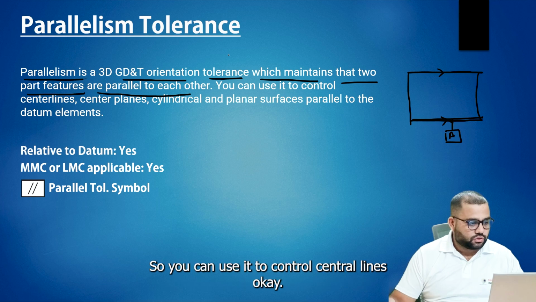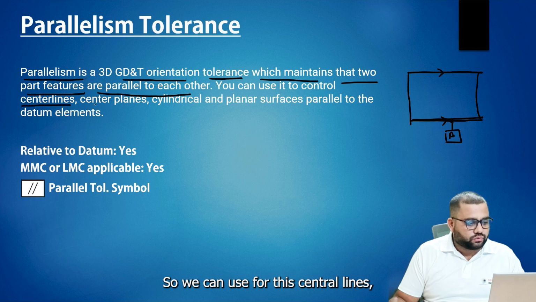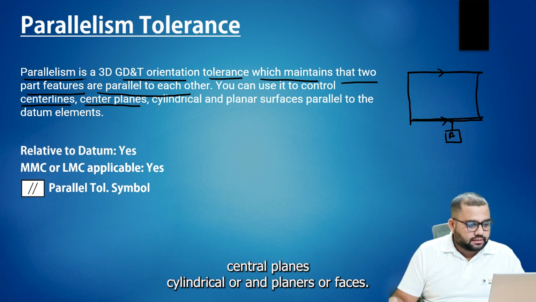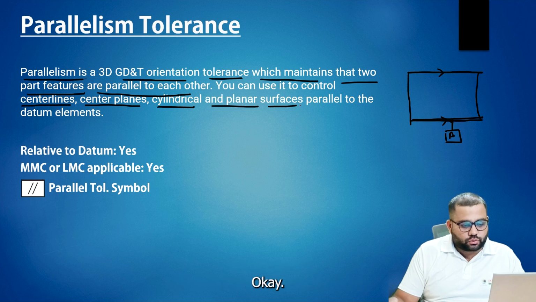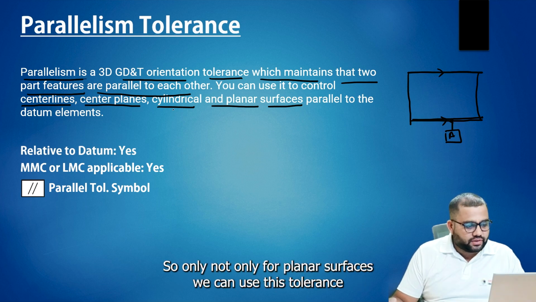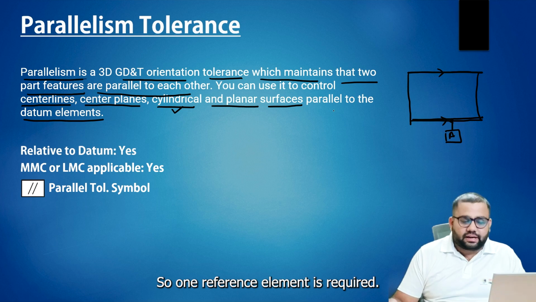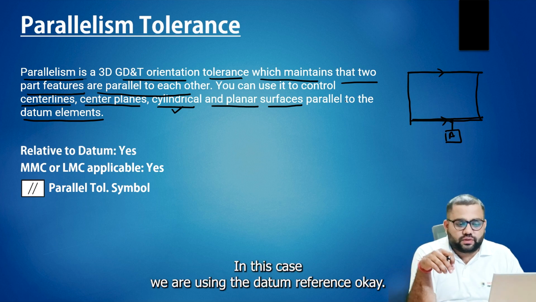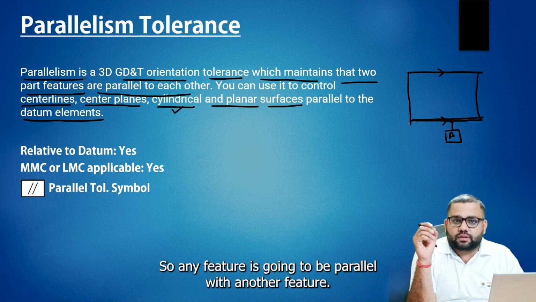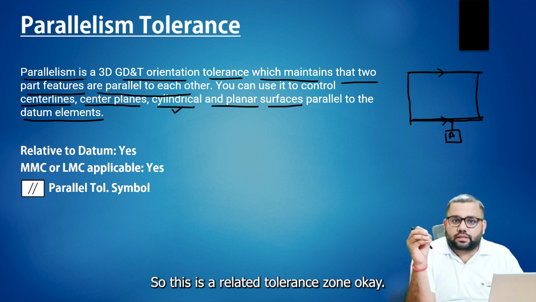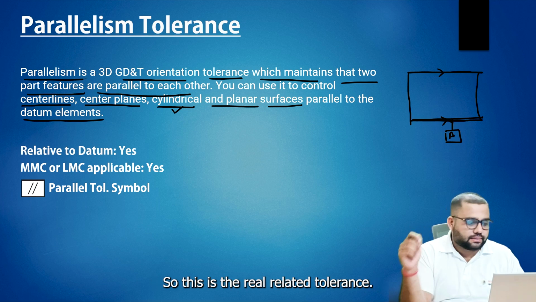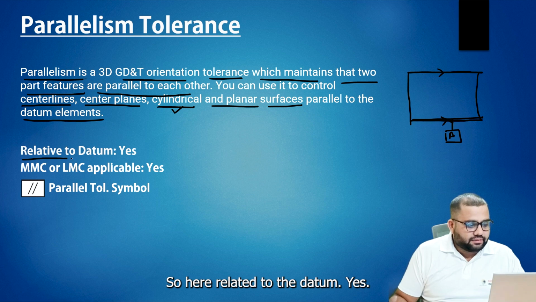You can use it to control center lines, center planes, and cylindrical or planar surfaces. Not only for planar surfaces, we can use this tolerance for cylindrical surfaces also, and for surfaces parallel to datum elements. One reference element is required, and in this case we are using the datum reference. Any feature is going to be parallel with another feature, so this is a related tolerance zone, relative to the datum.